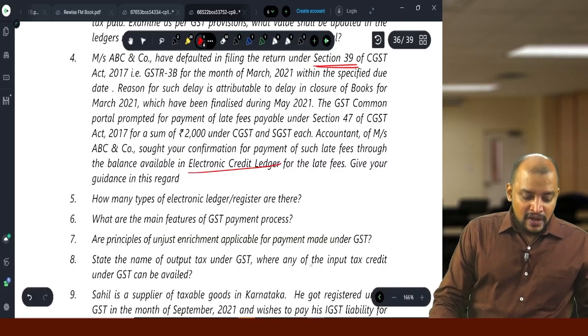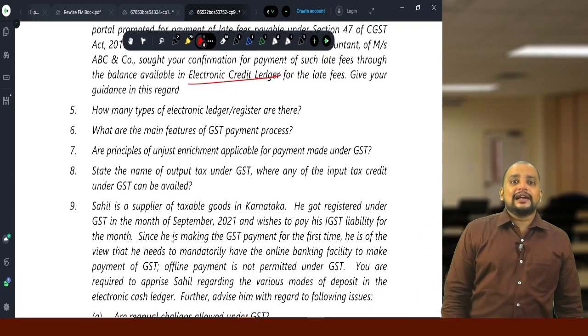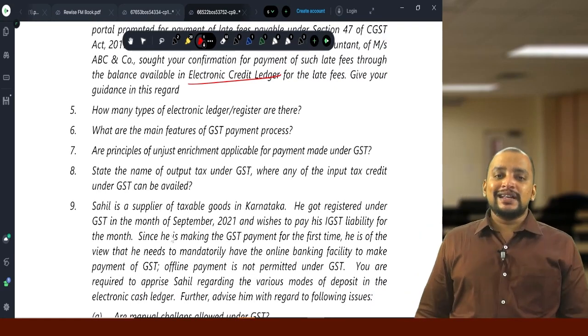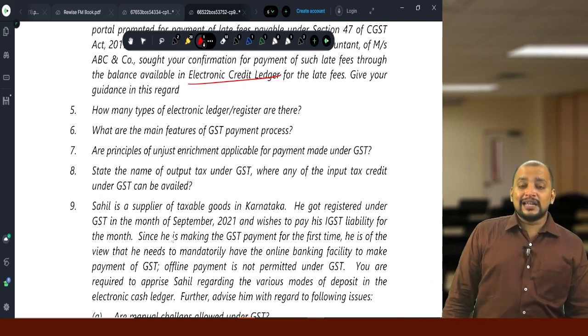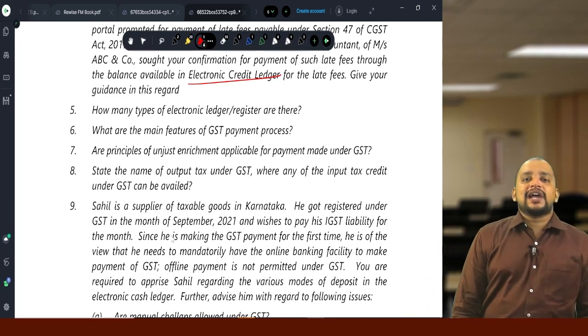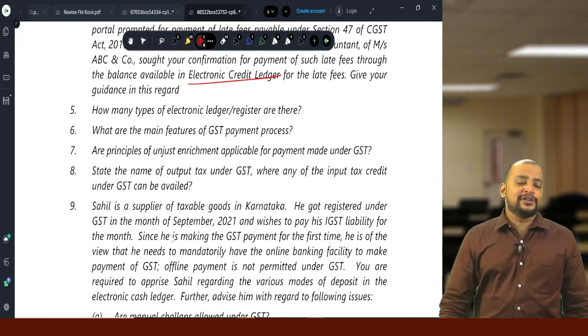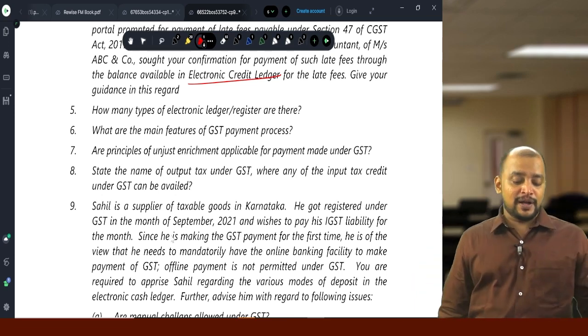Next question. How many types of electronic ledgers or registers are there? Three. Electronic liability ledger that contains the details of liability, payable, interest, penalty, etc. Then electronic credit ledger that contains a balance in ITC. And electronic cash ledger, whenever we make a deposit into the cash ledger or any refunds or any TDS, TCS deducted, that will come into cash ledger.